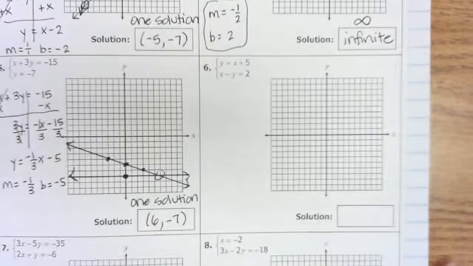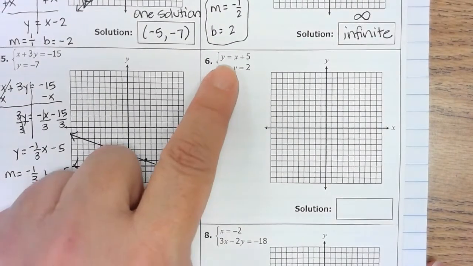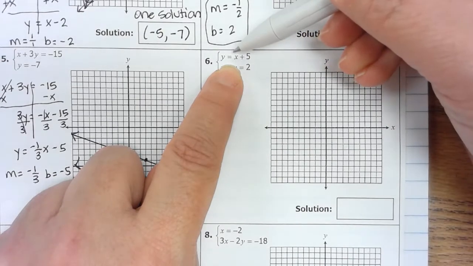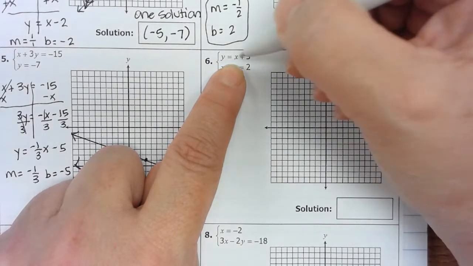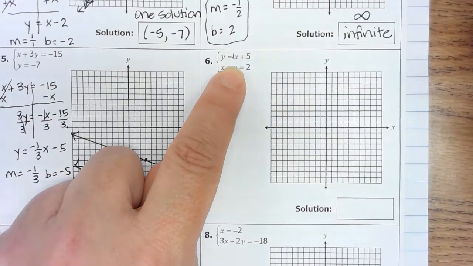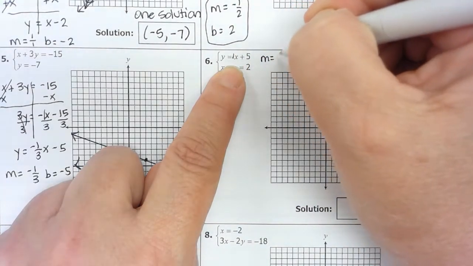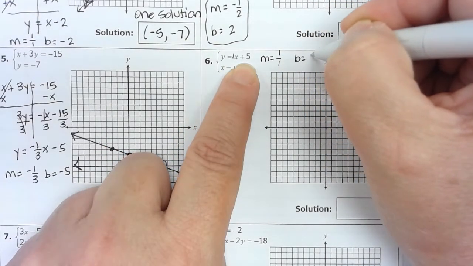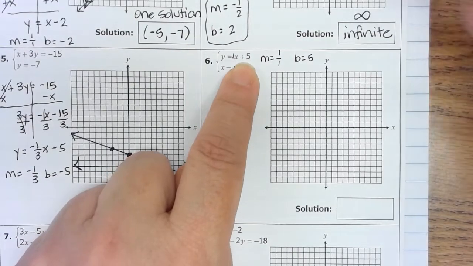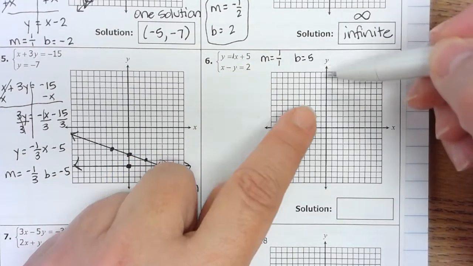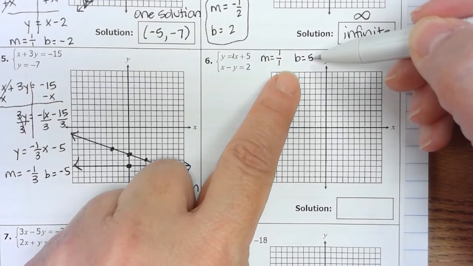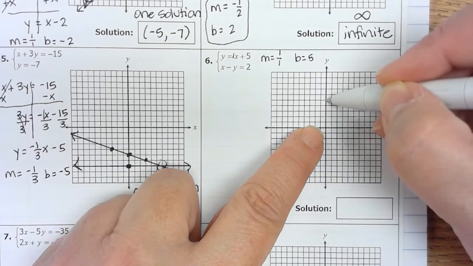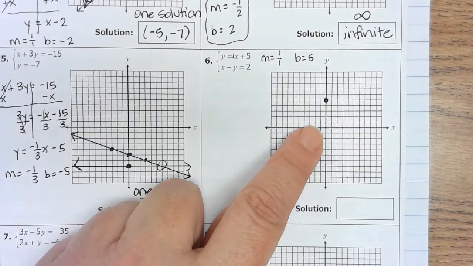Join me please on number 6. So our first equation is in slope-intercept form. It says y equals. So I can identify my slope. Remember, the slope is the coefficient of x, which in this case would be 1. So our slope is 1 over 1. And our y-intercept is 5. And to graph, remember, we start with the y-intercept. So I'm going to go to the y-axis. I'm going to find where 5 would be. Here's the origin, 1, 2, 3, 4, 5, and that's where my first dot is going to go.